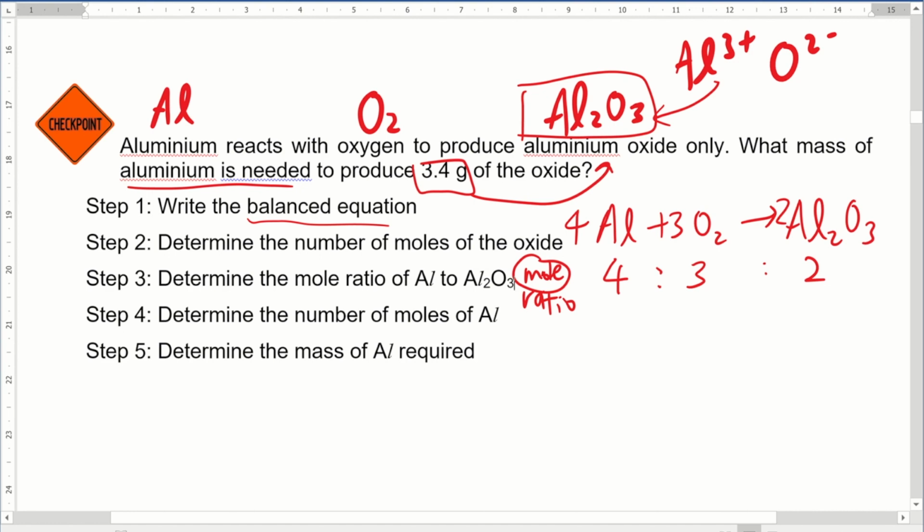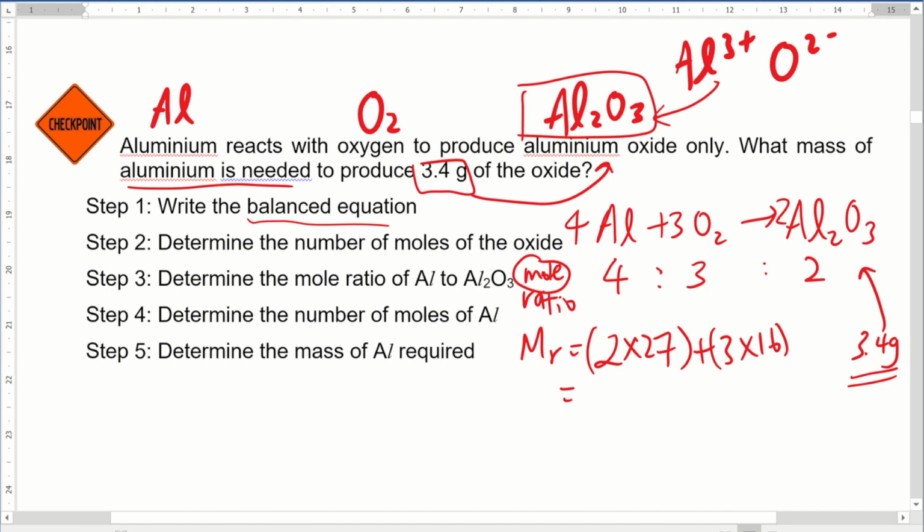Now you are given 3.4 gram. I want to produce 3.4 gram of this, so I need to calculate the number of moles. How many moles are there in this 3.4 gram? First of all, I know that my molar mass is 2 times 27 plus 3 times 16. So my molar mass is 102.